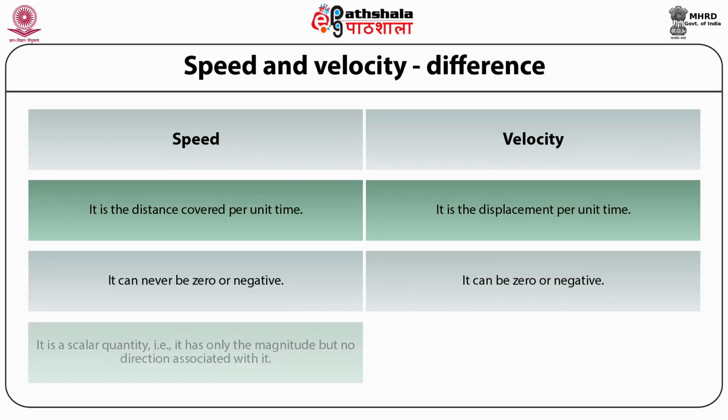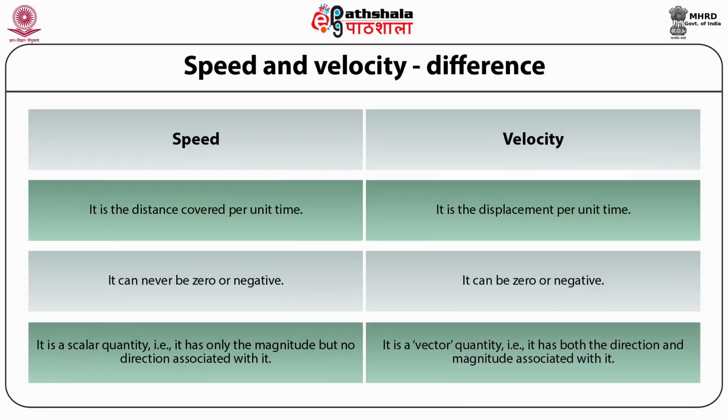The third point is speed is a scalar quantity, that is, it has only the magnitude but no direction associated with it. On the other hand, velocity is a vector quantity, that is, it has both the direction and magnitude associated with it. So the take-home message from this slide is that we have to be careful while describing physical quantities. Some physical quantities are scalar, which have only the magnitude to describe them, but some physical quantities are vector quantities, which need both magnitude and direction to describe them.